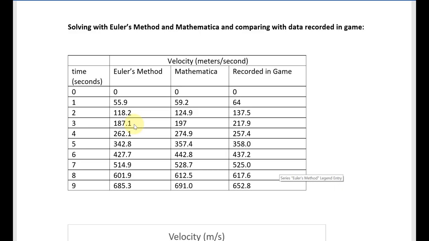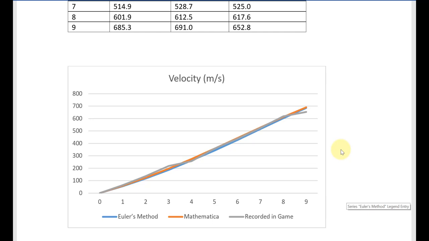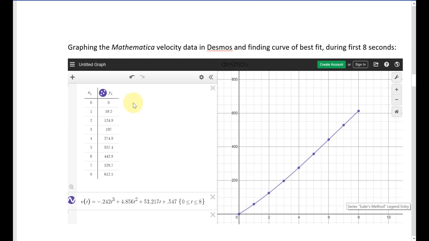Okay, and then after solving for the velocity with Euler's method and with Mathematica and comparing that with the velocities that I recorded in the game, graphing those two curves, comparing them, seeing that I was pretty close, I had a very accurate model, mathematical description for the launch over at least the first 8 seconds or maybe 9 seconds roughly, then I took that data that came from Mathematica.